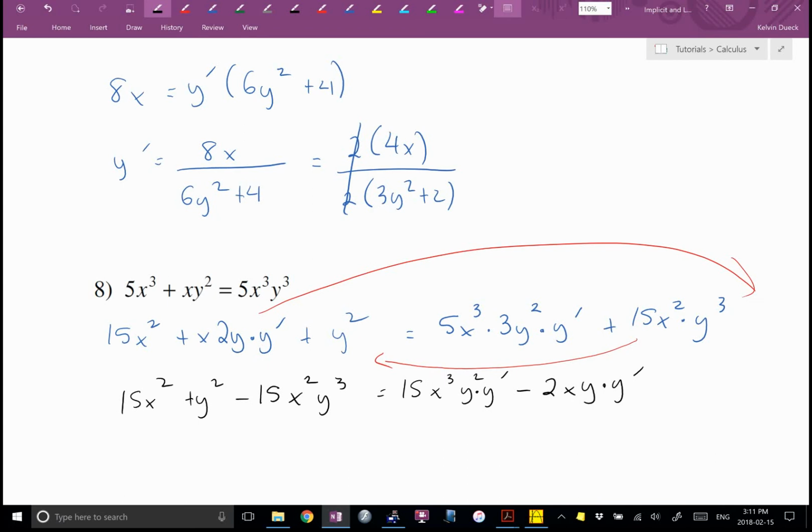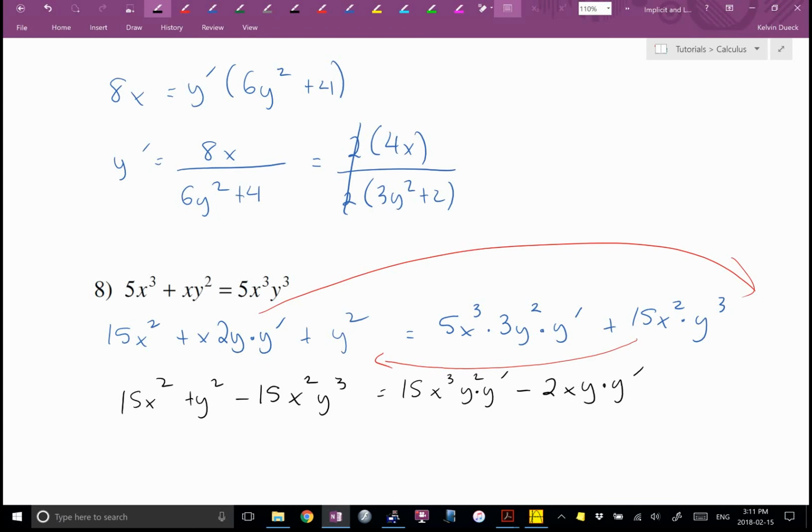Are you done with one? No. What am I trying to find? Dy dx. Have I got the dy dx or the y prime by itself? How many y primes do I have on the right-hand side? Two. How many would I prefer? It would be really cool if it was a grade 9 mathematical.